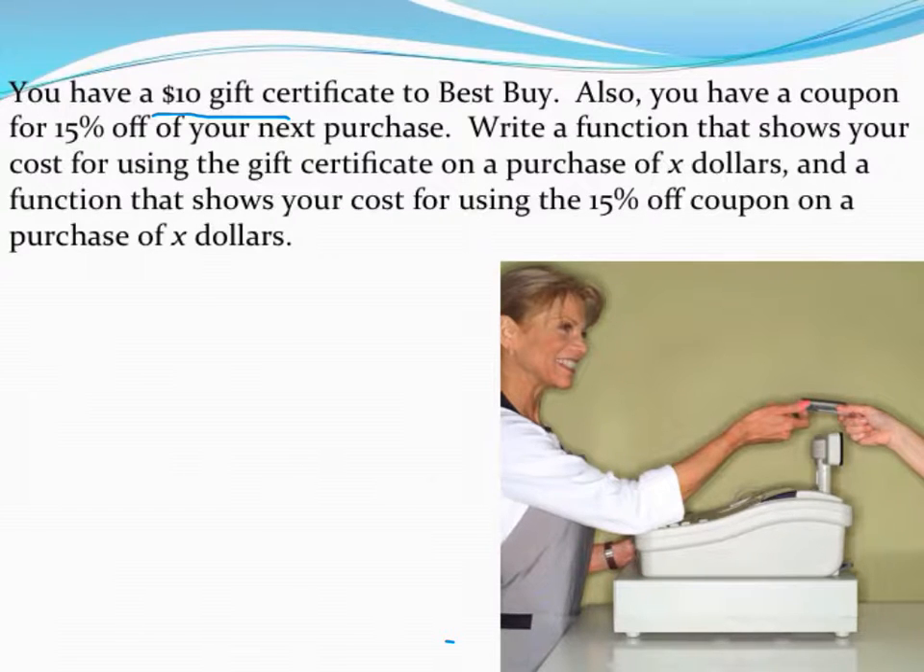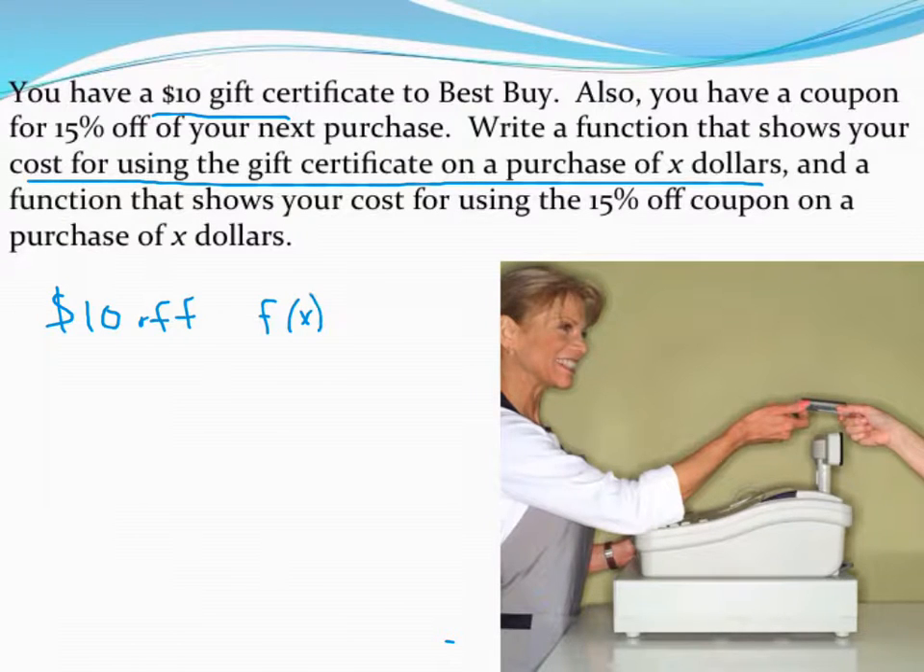So the first discount I suppose we could use is this straight up dollar amount off. Let's go ahead and label this. This is the $10 off coupon. And I'm just going to use f of x to represent this. So if the item I want is x dollars, obviously if I have a $10 off coupon, I'm going to represent that as x minus 10 would be my final amount.